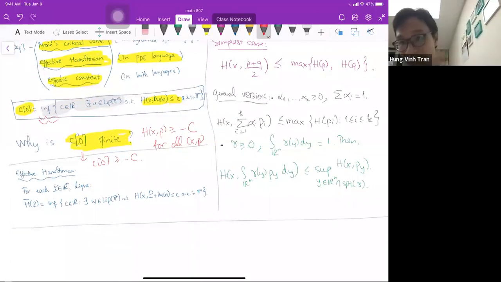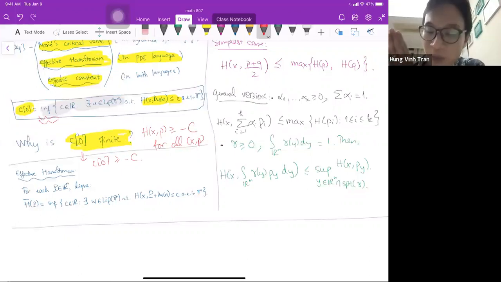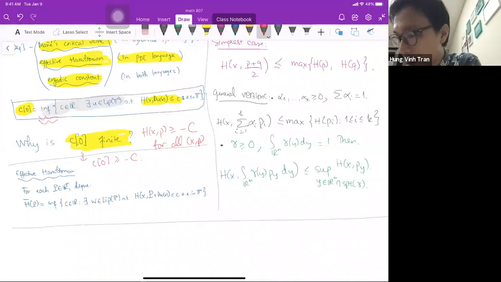This is the object called effective Hamiltonian. So I should have said that in dynamical systems, in Fathi's book and with KAM theory, typically people would consider only C0, so only the Mañé critical value or the ergodic constant at 0. But in the PDE language, it turns out to be useful that you vary the P.